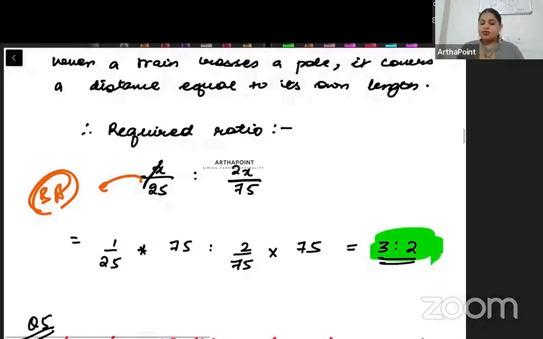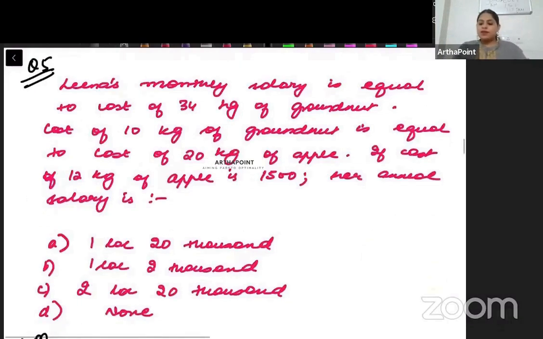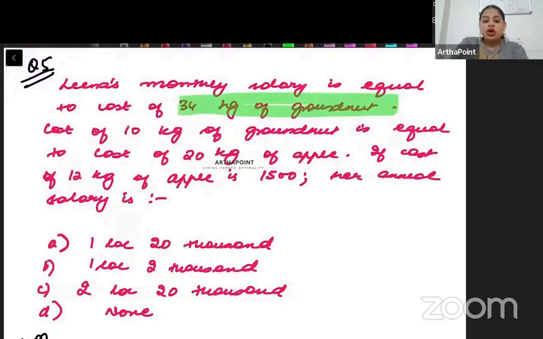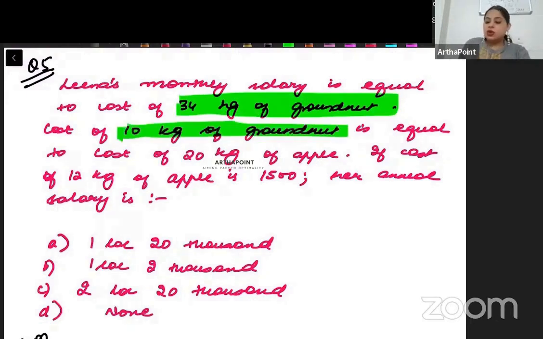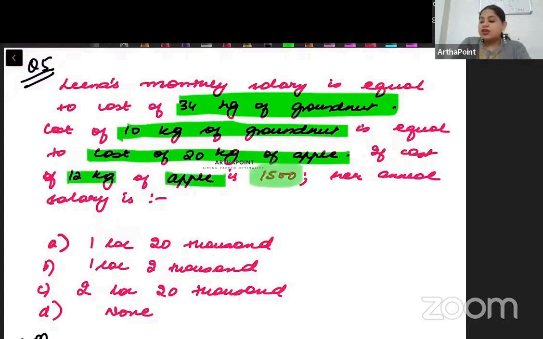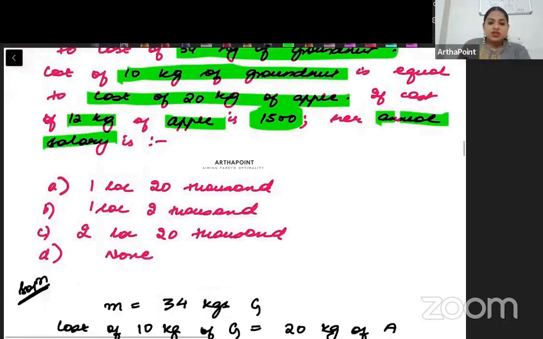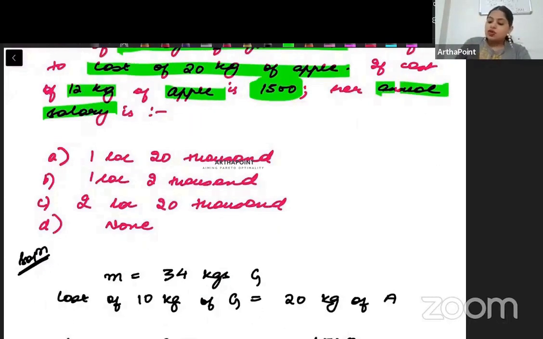Okay, come to the next question. Again, a good one. Leena's monthly salary is equal to cost of 34 kgs of groundnut. Cost of 10 kgs of groundnut is equal to cost of 20 kgs of apple. If cost of 12 kgs of apple is 1500, what is her annual salary? Let's start, beta. It is given in this question that the cost of 12 kgs of apple is 1500.